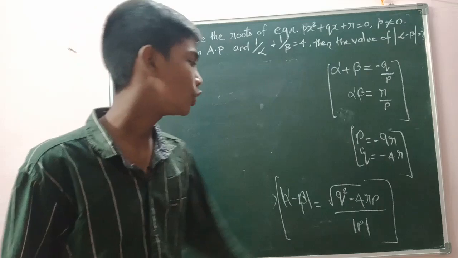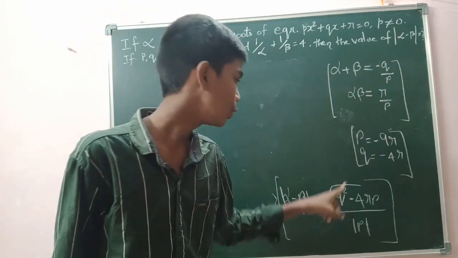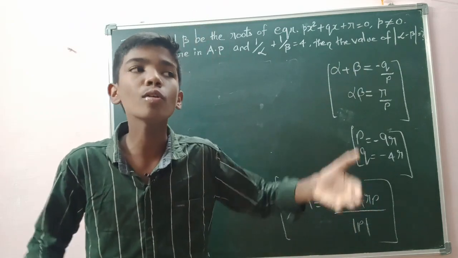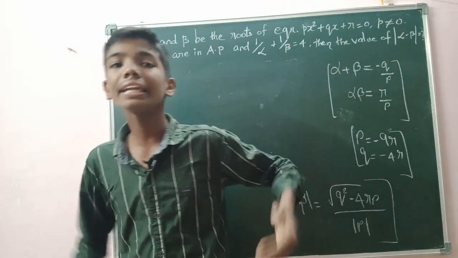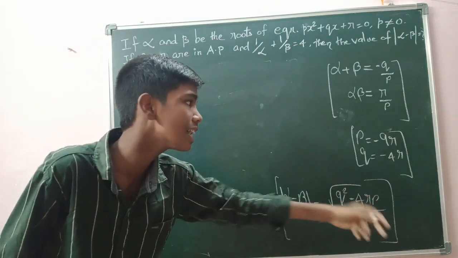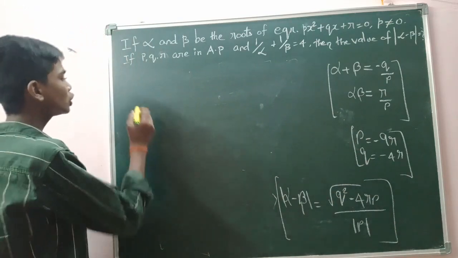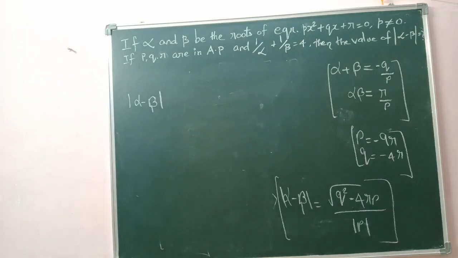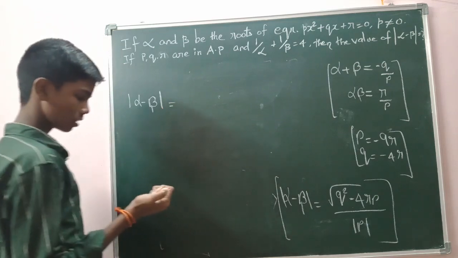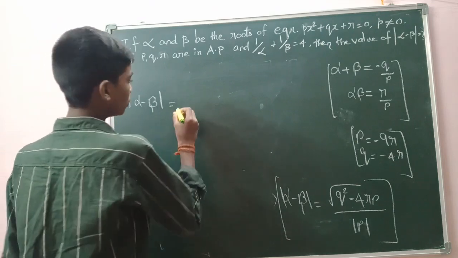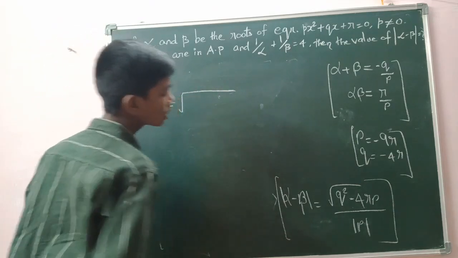Tell me one thing. Do you know the value of p? Yes. Do you know the value of q? Yes. Do you know the value of r? Yes. We all know the values of p, q, r in terms of r itself. Because just now, p is minus 9r and q is minus 4r. Just put those values. Therefore, you get mod of alpha minus beta will be nothing but root of q square minus 4rp.